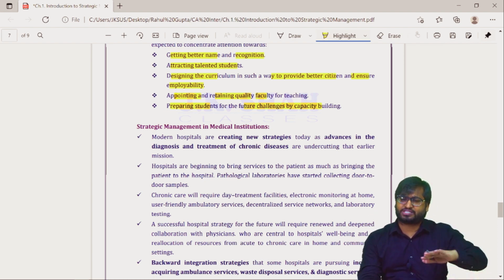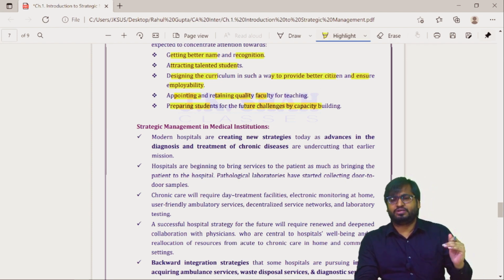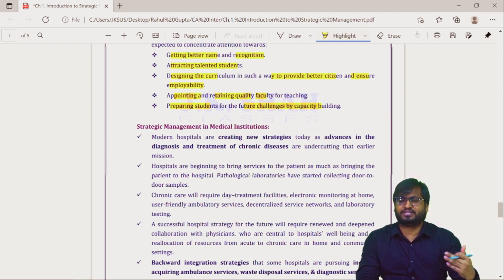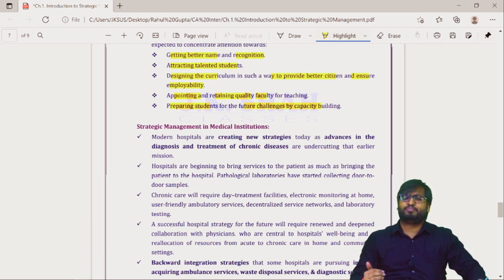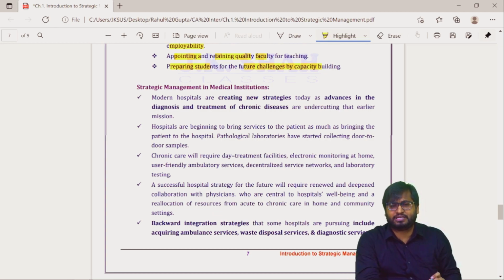As I told you, they start ambulance services. They do their own testing, diagnostic labs. Earlier they never used to have that. Now they have their own laboratory testing system. So these are the things that they have been doing. So let's discuss this: strategic management in medical institutions.